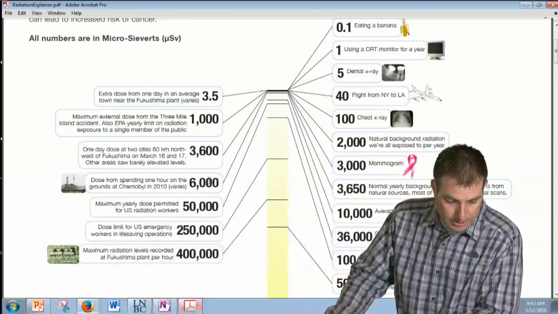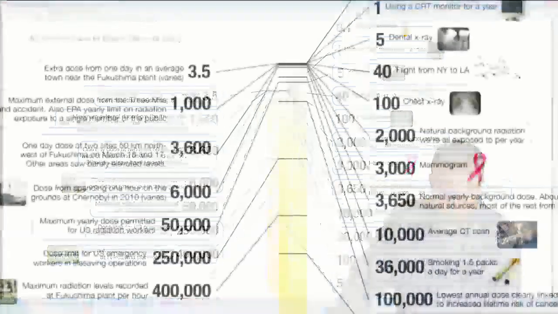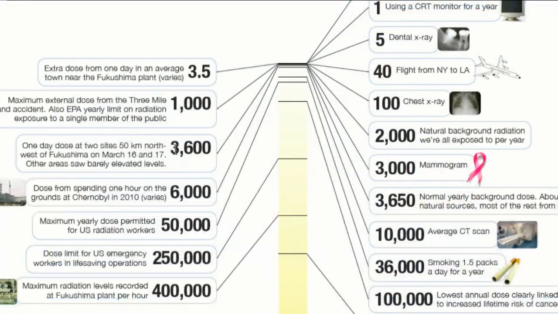All right. One day at a site 50 kilometers north of the Fukushima disaster was 3,600 microsieverts. We all experience about 2,000 microsieverts a year. So that's kind of the standard. If you get one mammogram, that's about 3,000. People make a big deal about microwaves.